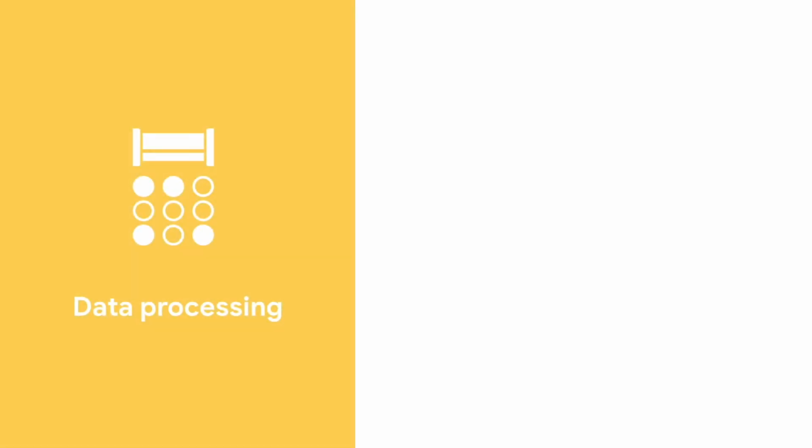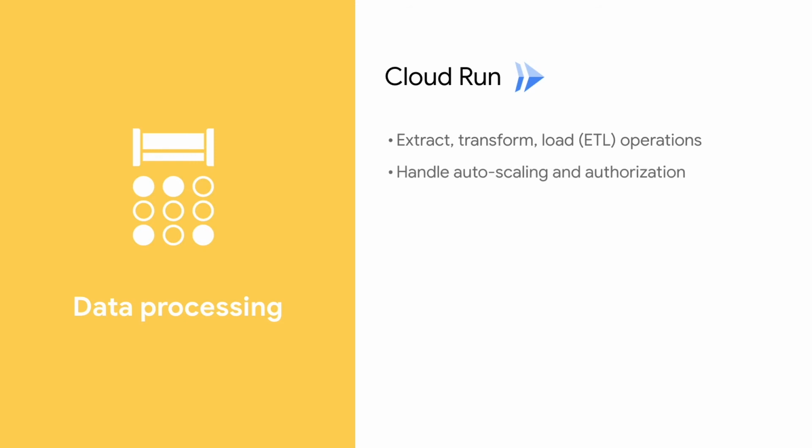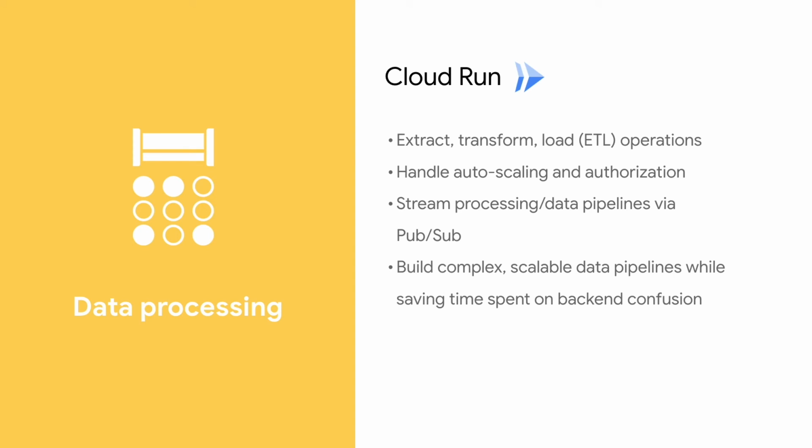Another good set of workloads for Cloud Run involves data processing. When you need to ingest and transform large amounts of data, Cloud Run provides the infrastructure your workloads need to handle auto-scaling, authorization, and event triggers via a PubSub model of communication. Cloud Run leverages the power of Google Cloud to provide these features for you, so you can build complex, scalable data pipelines while saving time spent on back-end confusion.